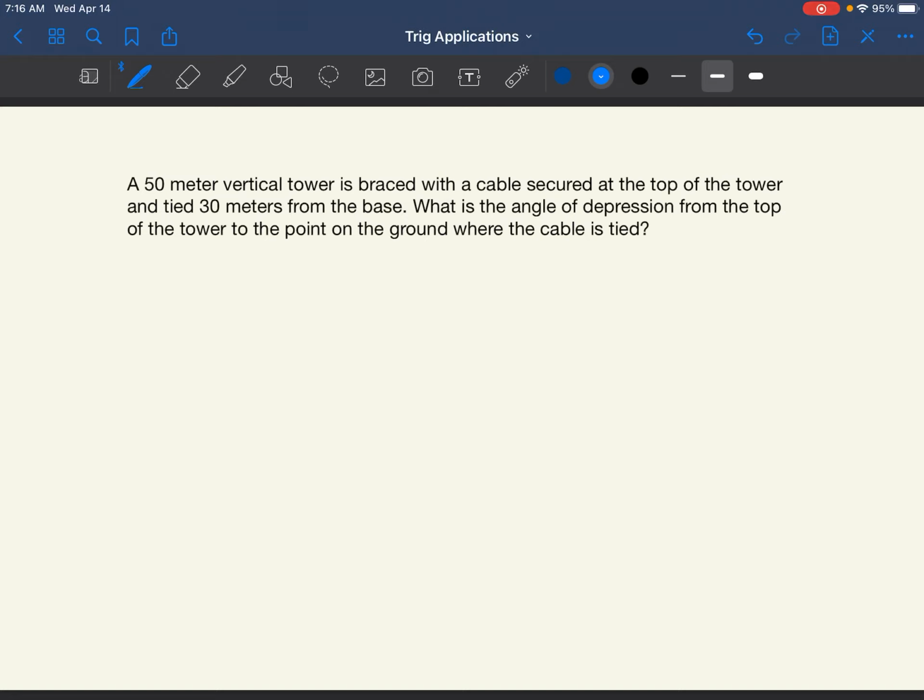Second step, draw the picture. So we will draw this picture step by step. A 50-meter vertical tower is braced with a cable secured at the top of the tower and tied 30 meters from the base. So we have a vertical tower. That's the first thing I'm going to draw. What does a tower look like? Tower. I'll draw a water tower.